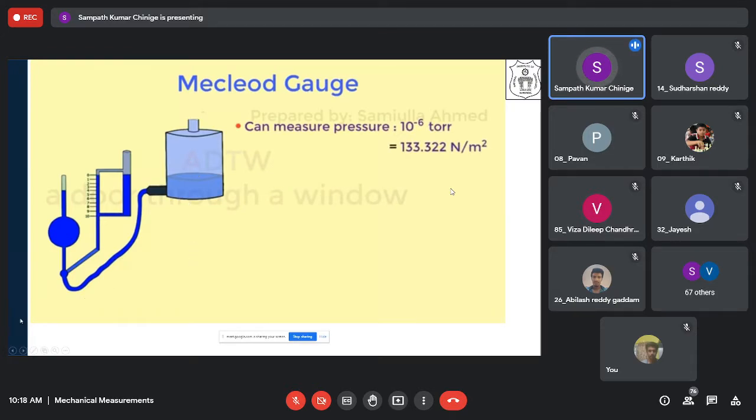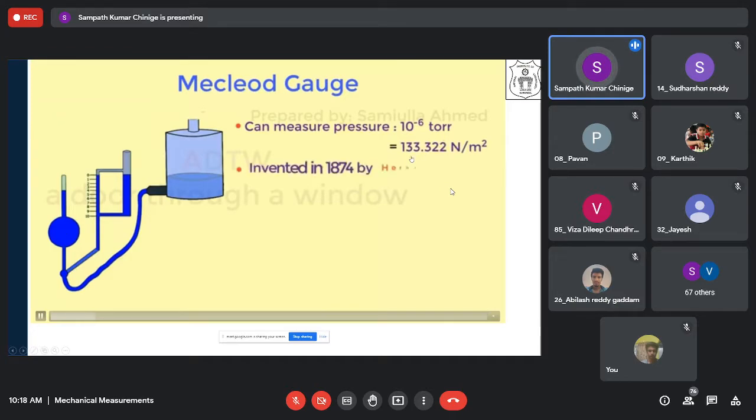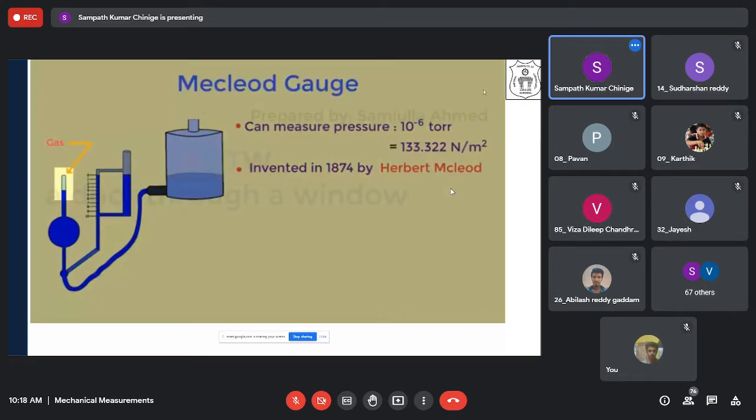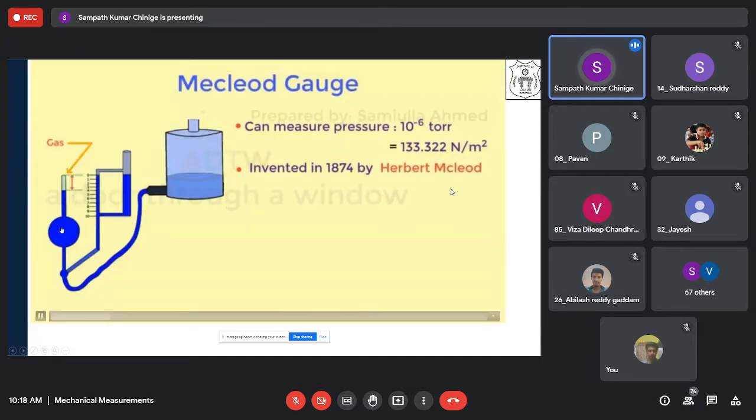With the McLeod gauge, we can measure up to 10 power minus 6 torr, which is nothing but 133.322 Newton per meter square. It was invented by Herbert McLeod in 74. Looking at the principle, as I told you, we are entrapping some unknown pressure gas into a very small volume. This volume can be measured because there is a height h and the small diameter we know, therefore we will know the area. So area into h will give you the volume.